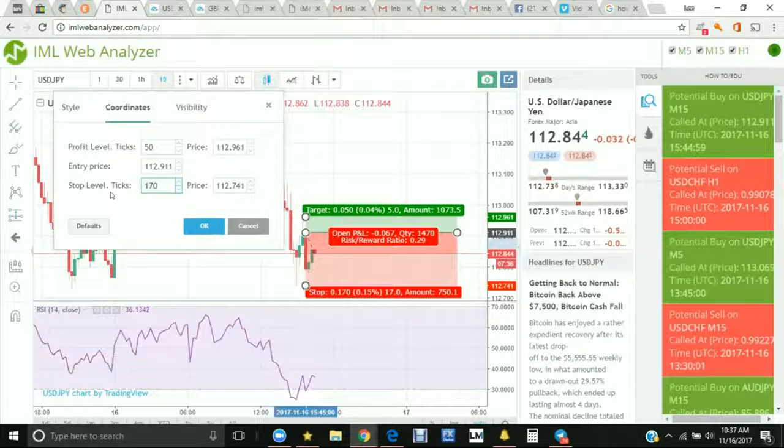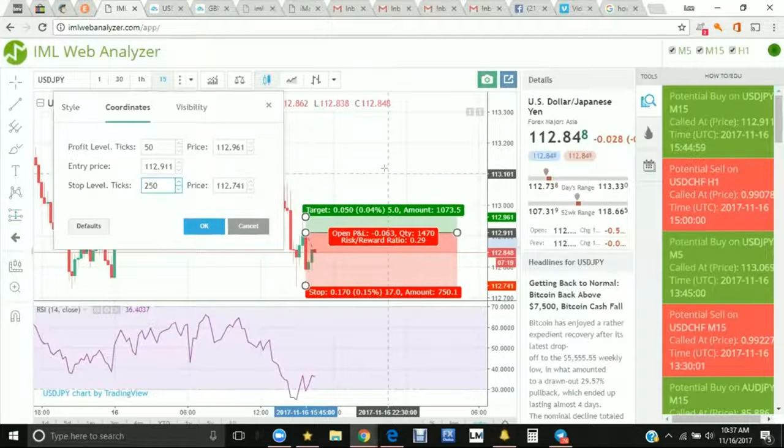And then same thing over here. If I want to do my stop at 25 pips, add a 0. Okay? Just add a 0. That's all you have to do, guys. And then it's going to give you the price here for your take profit and for your stop loss.